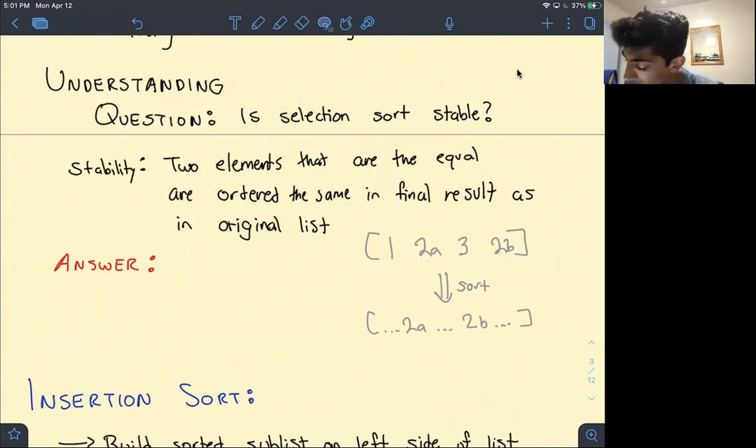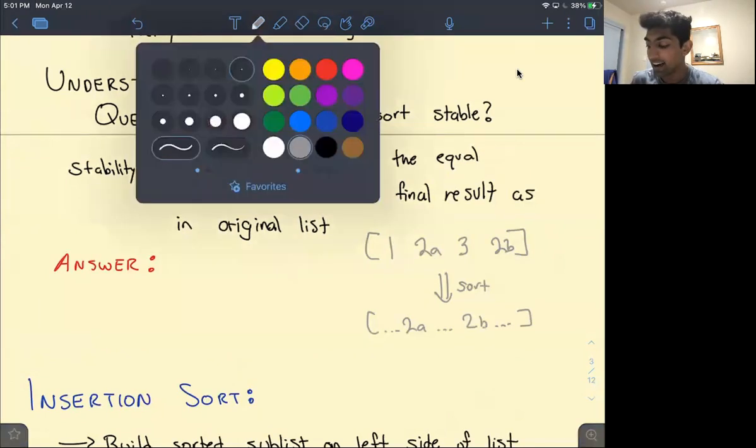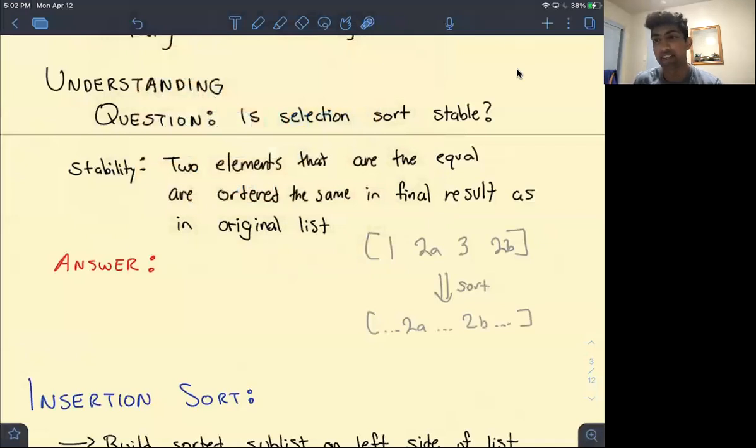Okay, well, let's think about this in regard to selection sort. Intuitively, it actually kind of makes sense that selection sort is stable, right? Actually, before I talk about whether selection sort is stable or not, I want you all to pause the video and think about it yourself. So yes, pause the video, give this question a go.